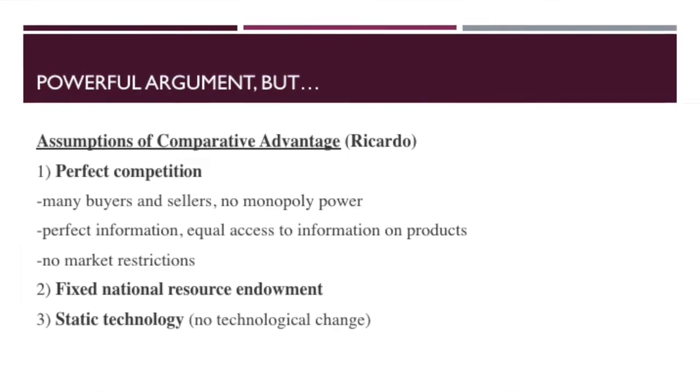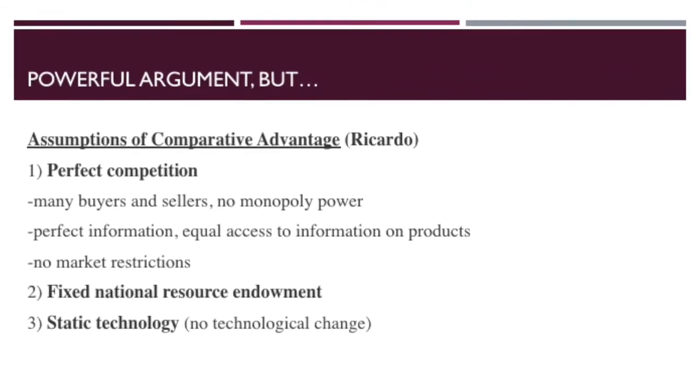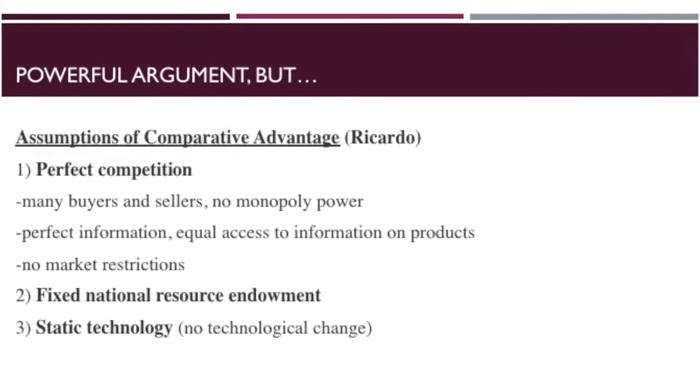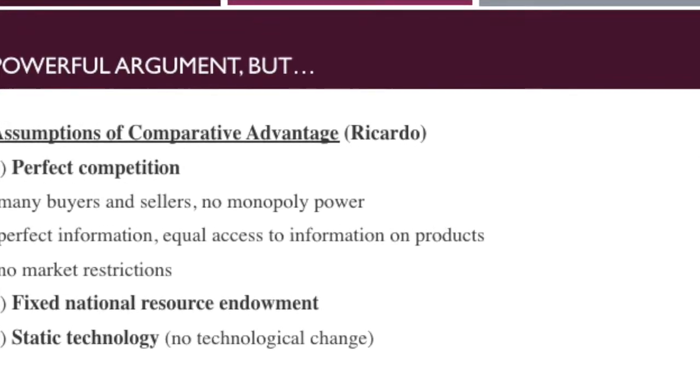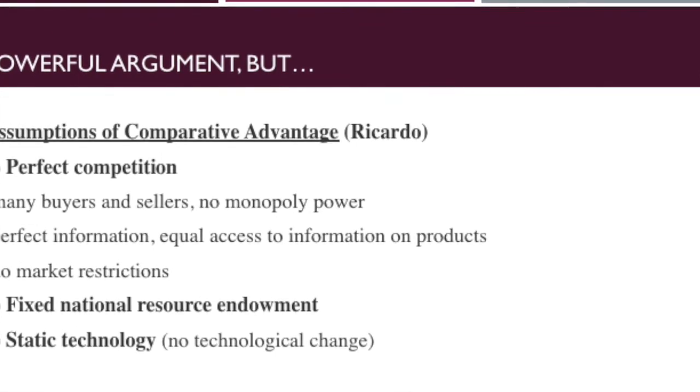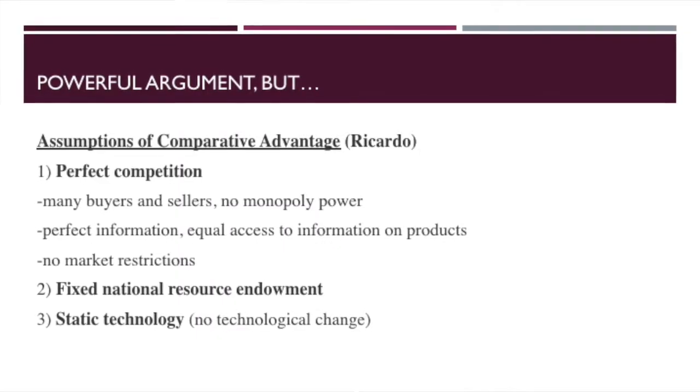Among them, perfect competition. He assumed perfect competition domestically and internationally. He said there are many buyers, there are lots of sellers, and there's no monopoly power. He also assumed that there's perfect information. The flow of information between buyers and sellers and all of the inputs that go into production, exporting and importing, all of that information flowed seamlessly, and that there was equal access to information on all the products that were available to us. And so no market restrictions, a perfectly fluid kind of market.